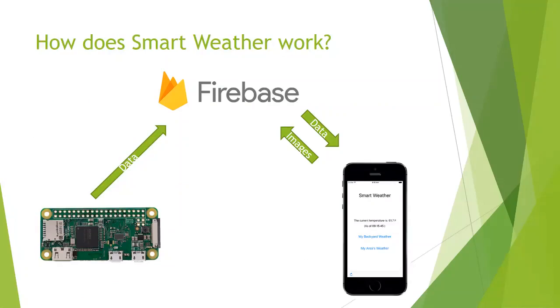So I have this thing called the Raspberry Pi, and it has a little sensor on it that gathers temperature and humidity information. Then the Raspberry Pi takes that information, and every 10 minutes or so it uploads it to Firebase. Firebase makes sure that it's all organized by day, and then this data is able to be accessed by my app.